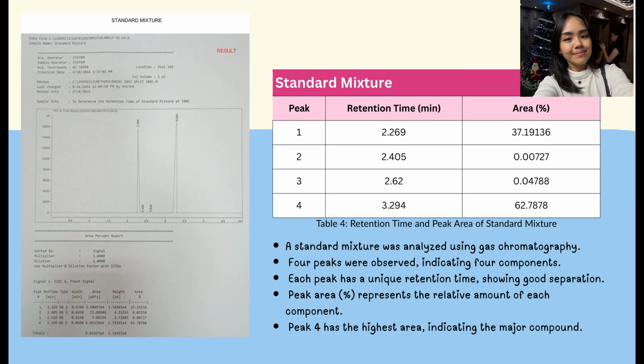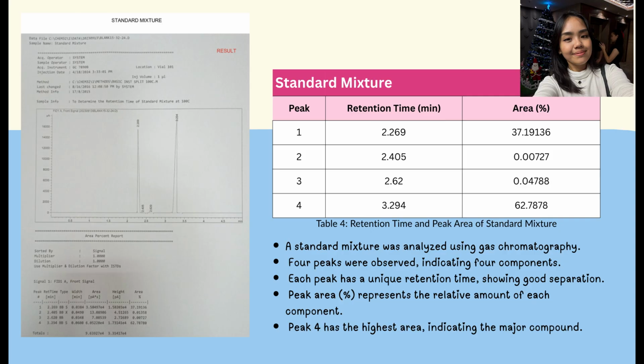Moving on to our results for the standard mixture, you can see the data summarized in Table 4. Upon analysis, we observed 4 distinct peaks, which indicates that there are 4 separate components present in this mixture. Each of these peaks has its own unique retention time, ranging from approximately 2.27 minutes to 3.29 minutes. And this shows that we achieved a very good separation for each component.